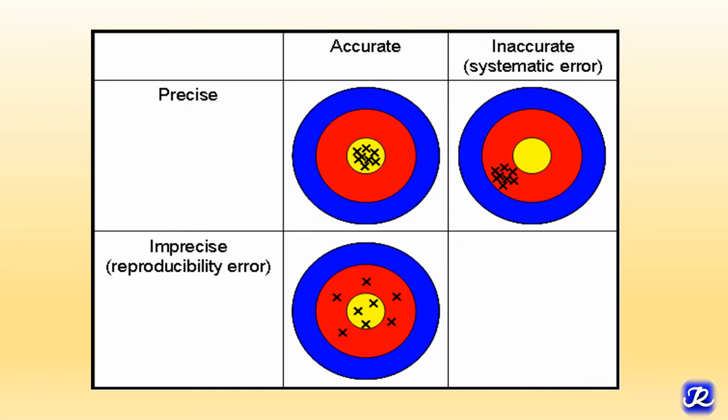So we can say the results are quite accurate, but are they precise? No, because they are not close to each other. So here you can say though the results are accurate, they are imprecise. So there is reproducibility error.